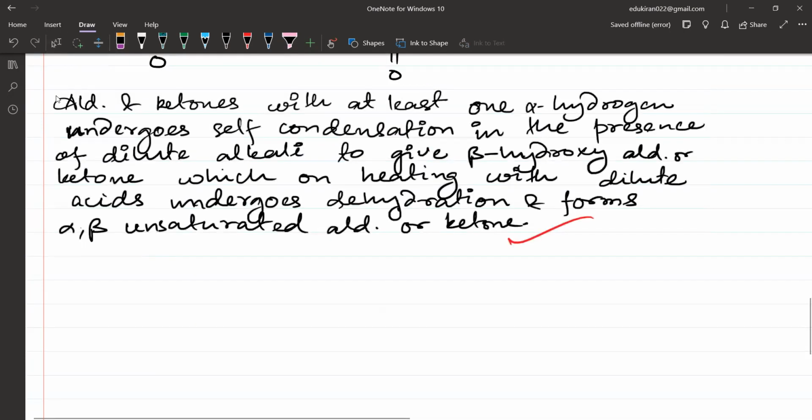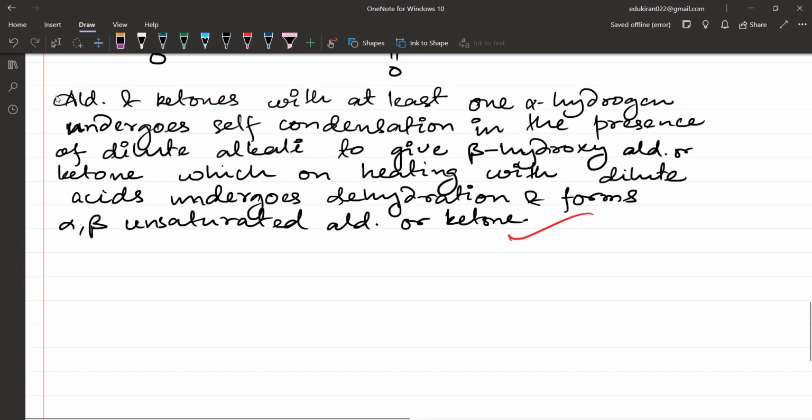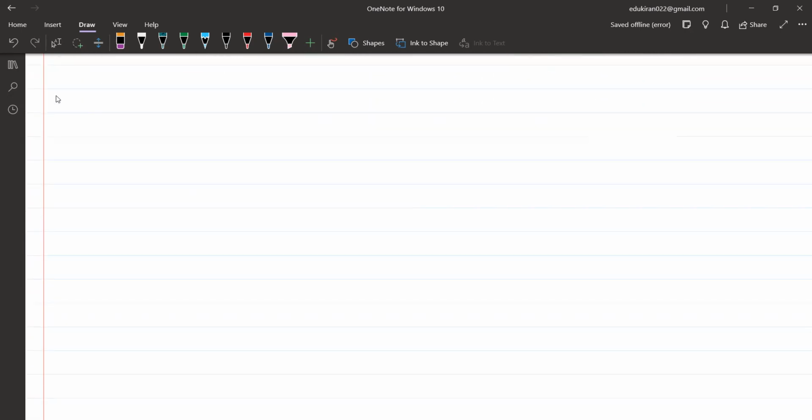Leave some space and then इसके लिए space थोड़ा छोड़ दीजिए. This is the statement of aldol condensation कि क्या क्या होता है. Aldehyde and ketones with at least one alpha hydrogen undergoes self condensation in the presence of a dilute alkali to give beta hydroxyaldehyde or ketone, which on heating with dilute acids undergoes dehydration and forms alpha beta unsaturated aldehyde. ठीक है, just like leave 1 2 3 4 5 6 7 lines, and then write cross aldol condensation.